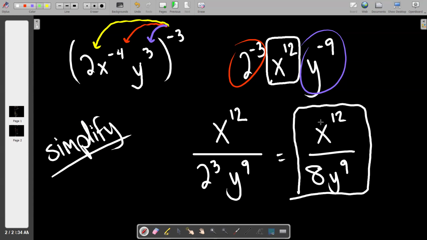Why can I not simplify those two green things? Because they don't have the same base. One of them's x to the something, and one of them's y to the something. Can I put those together? No, can't do that.